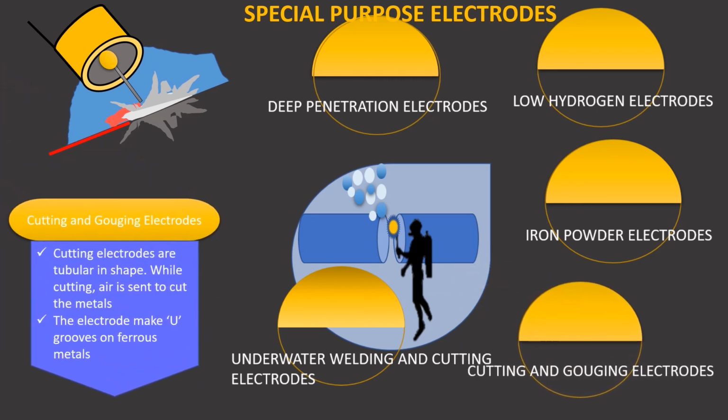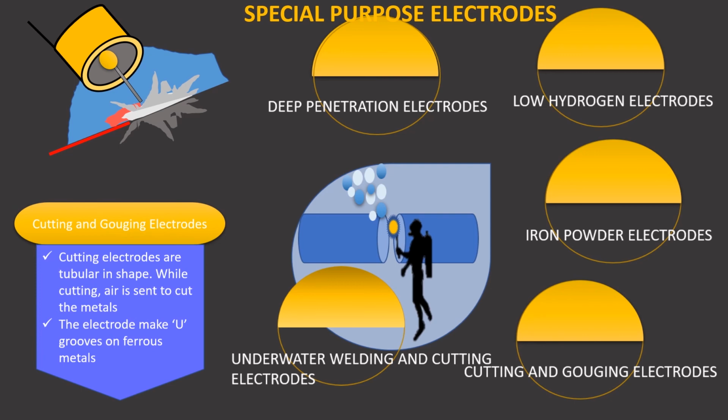Cutting and gauging electrodes. The cutting electrodes are of tubular type. While cutting, air is sent through the center at high pressure to cut ferrous metals. The gauging electrode can make U grooves on the ferrous metals.